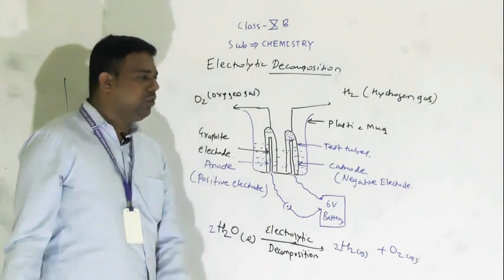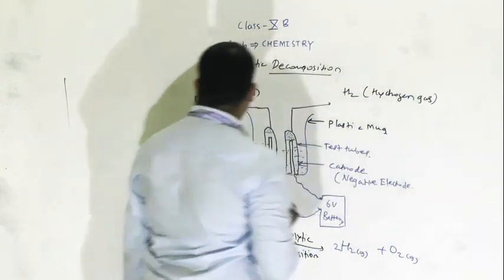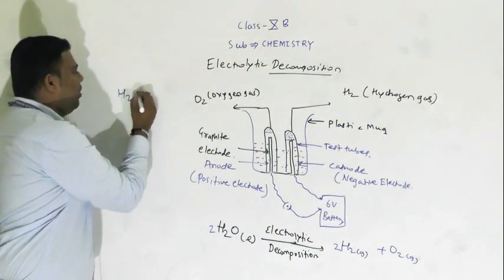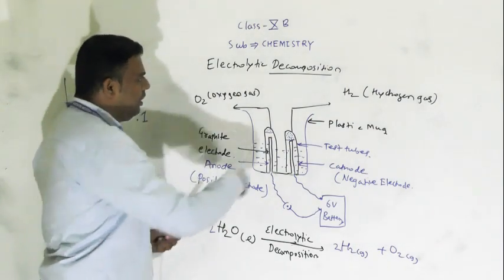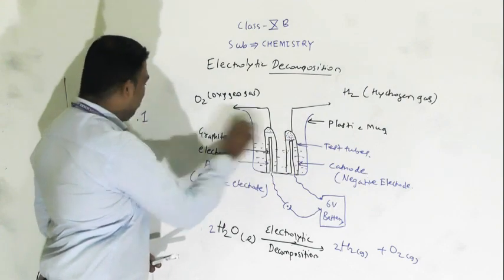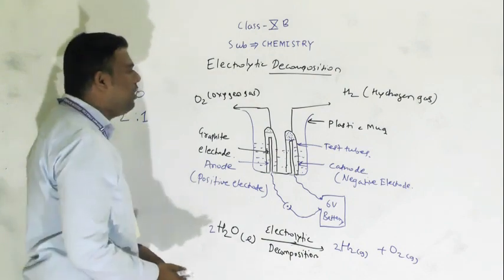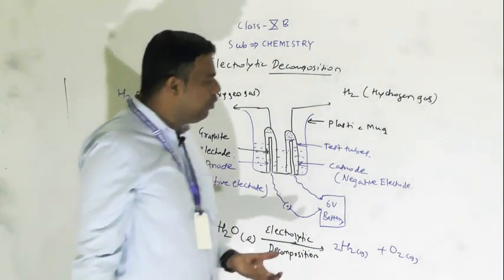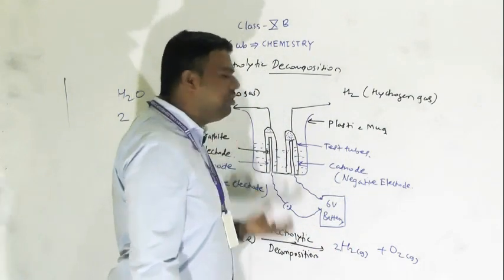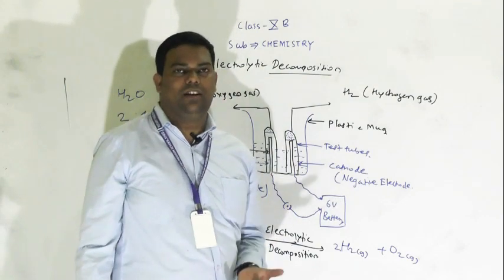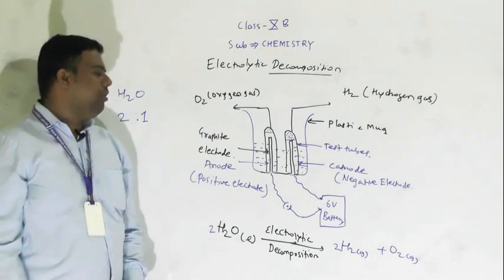One more conclusion is also important here. As you know H2O, the ratio here is 2:1. So see, H2 volume of hydrogen is double, so a 2:1 ratio, and oxygen is half of that. Then we also conclude that hydrogen is combustible and oxygen supports burning. Okay, so this is all about electrolytic decomposition.